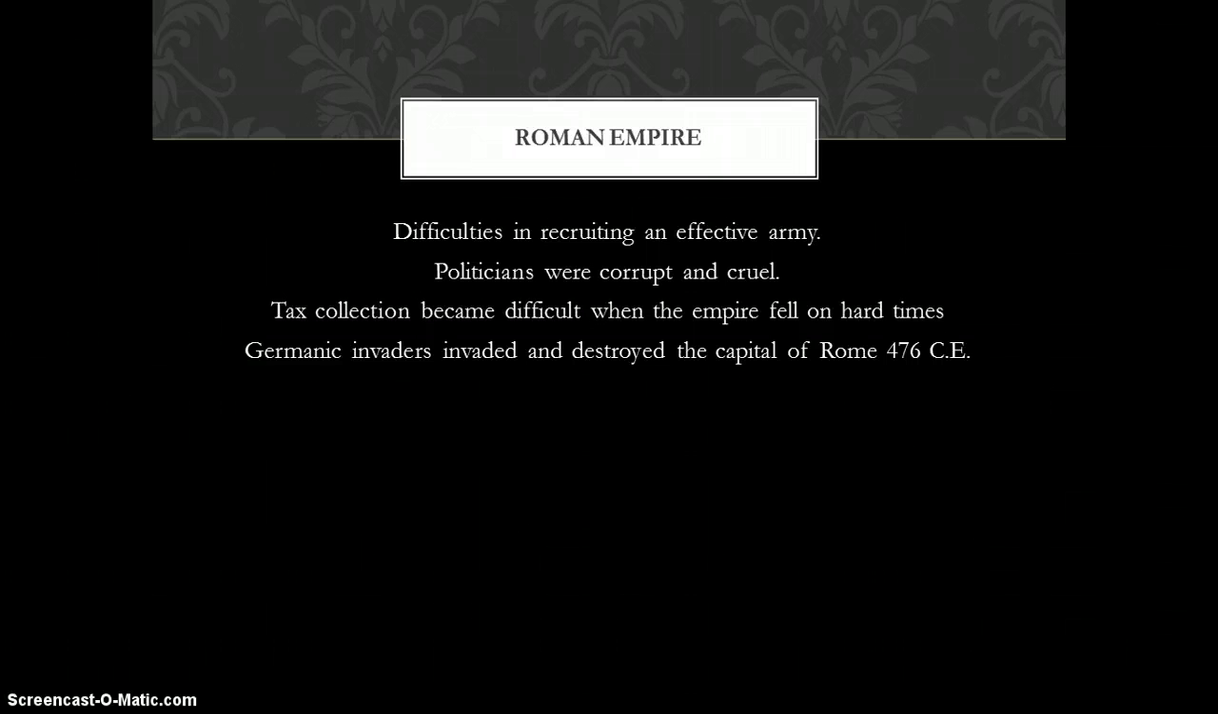And finally, we have Germanic invaders, which was the ultimate downfall. They invaded and destroyed the capital of Rome in 476 CE. Now, that was like the official final blow to the Roman Empire, and that's what ultimately caused its collapse.